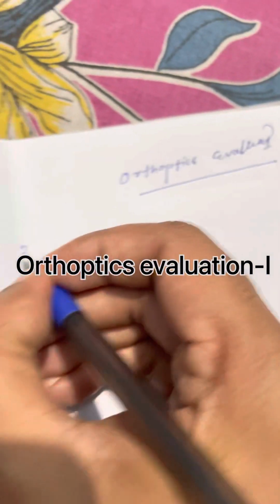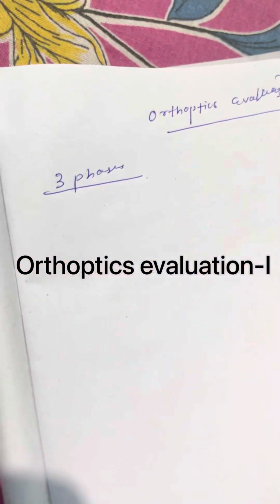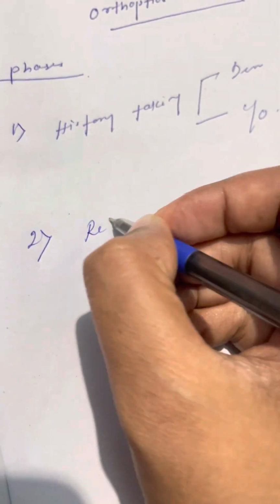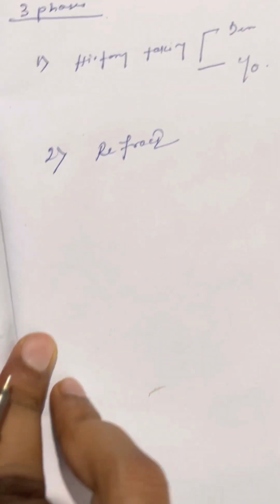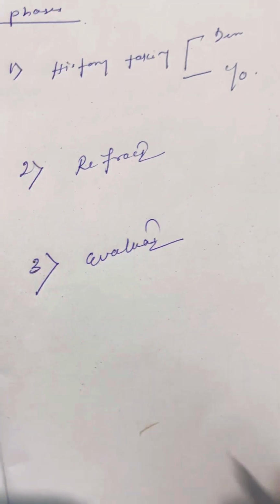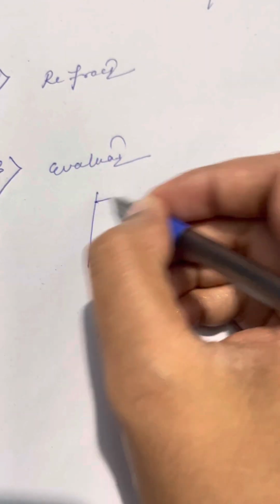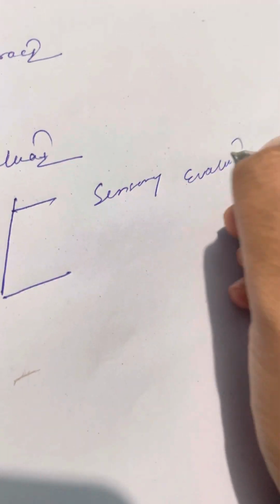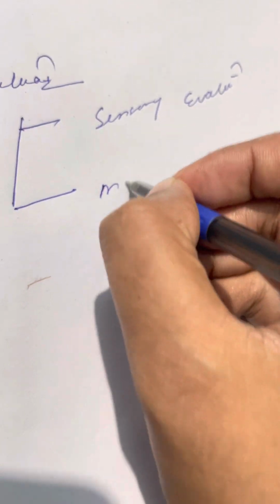Orthoptics evaluation has three phases. The first one is history taking. History taking includes both demographic data and the complaint. Then you have to do the refraction. And the third phase is your evaluation part. The evaluation part has two phases. The first one is sensory evaluation and the second one is your motor evaluation.